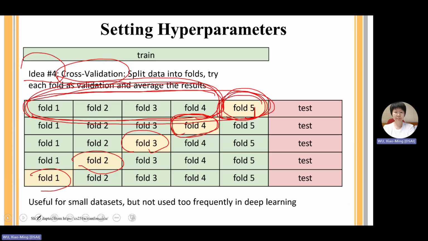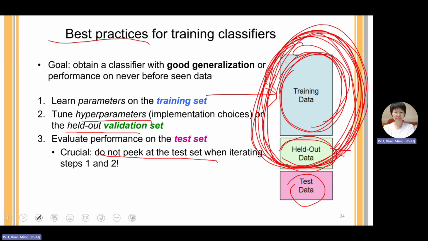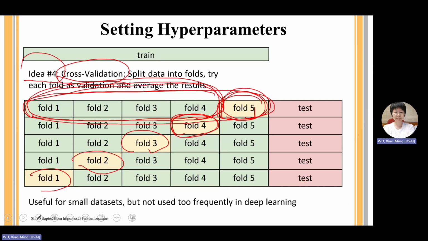What are the benefits of cross validation? Why do we want to do that? Previously we only needed to do one round, but now we need to train the model for different rounds. If you do 5-fold cross validation, you need to train the model for 5 rounds.